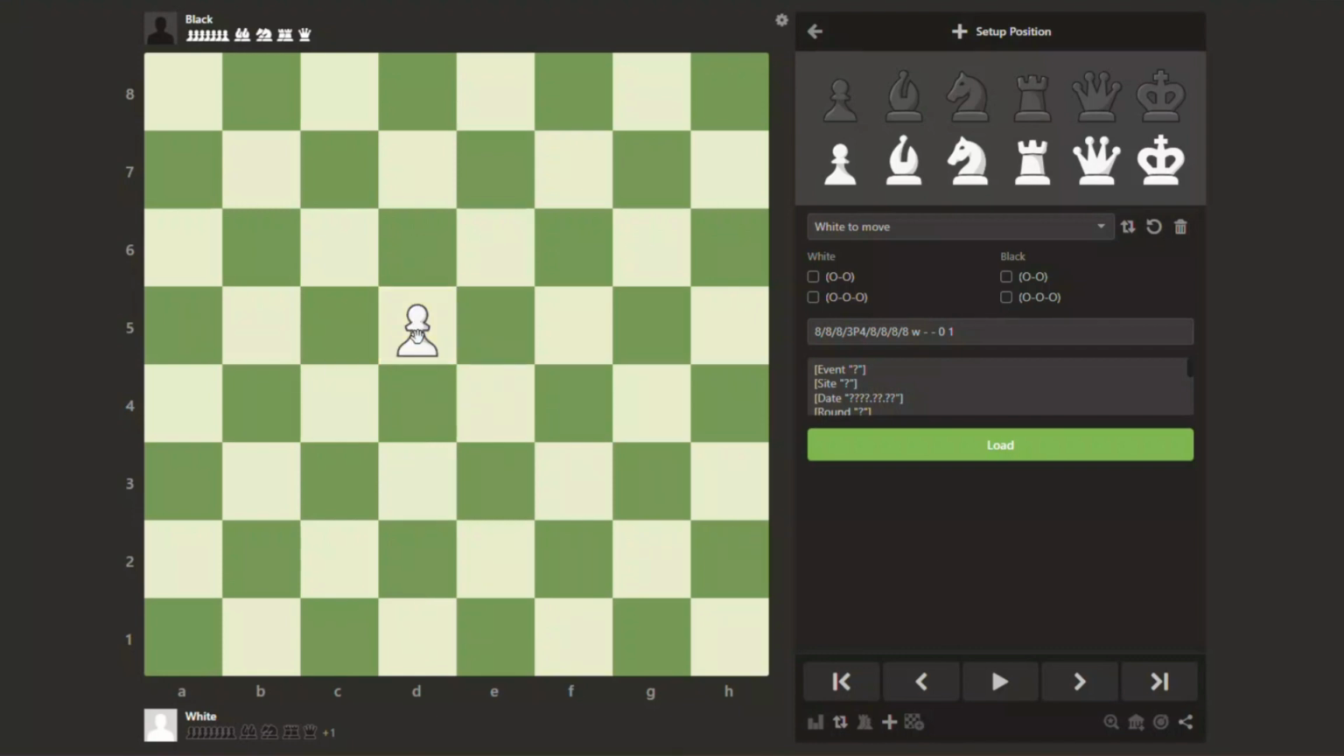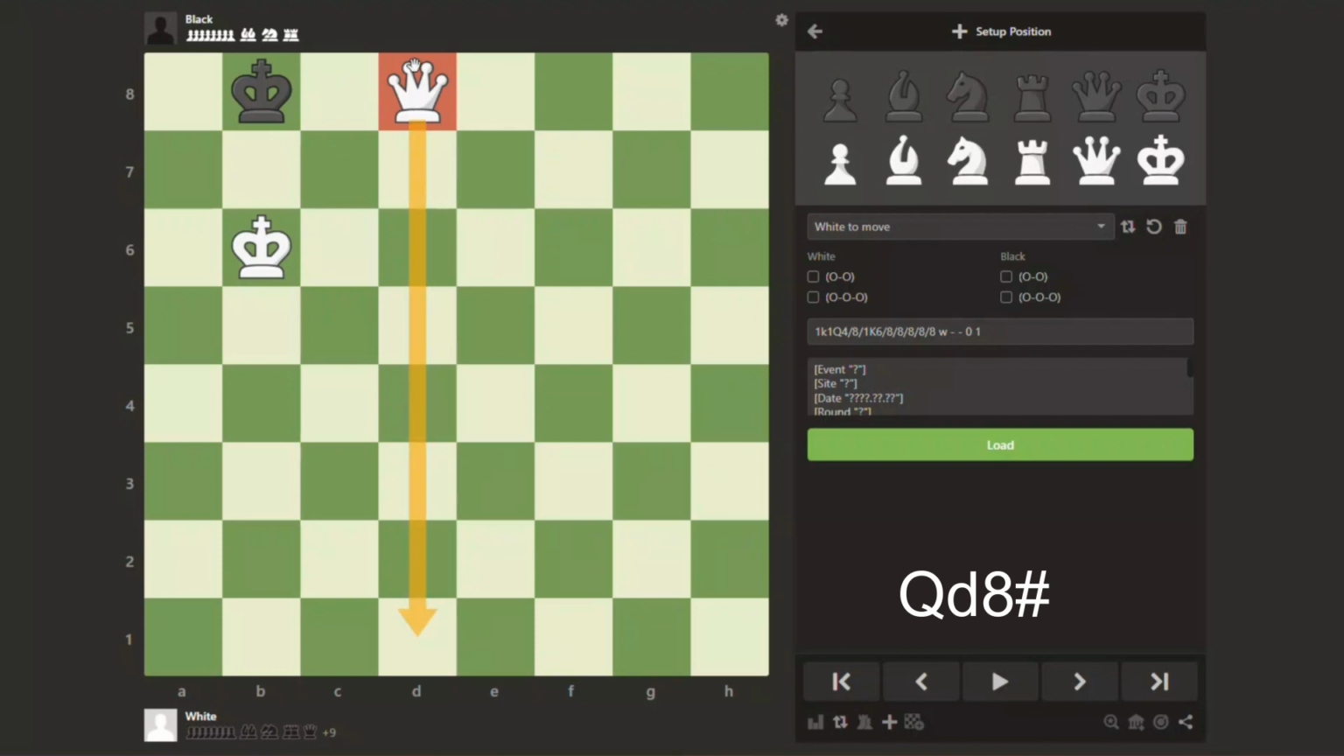And for a checkmating position, the white queen has checkmated the black king by moving the queen from here to here. So what will be my notation? First of all, I will write the piece name, which is my queen, Q, and then I will write the square name as usual, Q D8, and then I will write my checkmate symbol, which is hashtag. So for this notation, it will be Q D8 hashtag, mate.